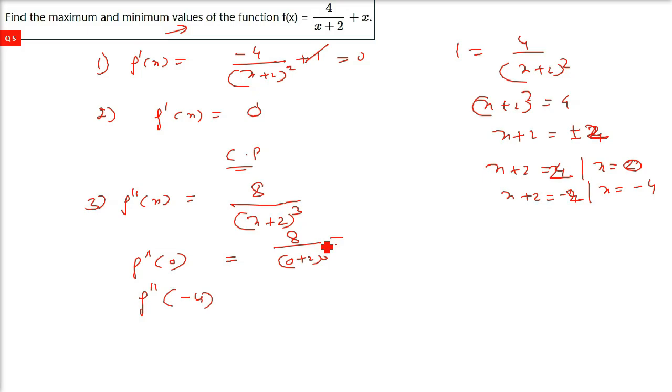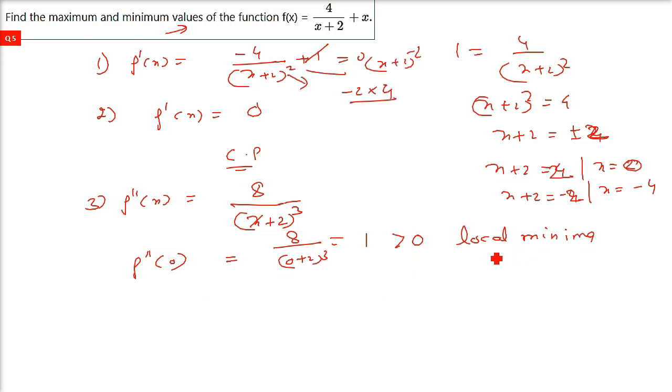So 8 by 2 cube is 1 only, because 2 cube is going to get cancelled. So f double dash 0 is going to be 8 by 8, which is 1. How about negative 4? When we place negative 4, it will be 2 minus 4, that is minus 2. Minus 2 whole cube will be negative 8. So one time you will get 1, one time you will get negative 1. So 1 means greater than 0, it is indicating local minima. Positive always indicates local minima.